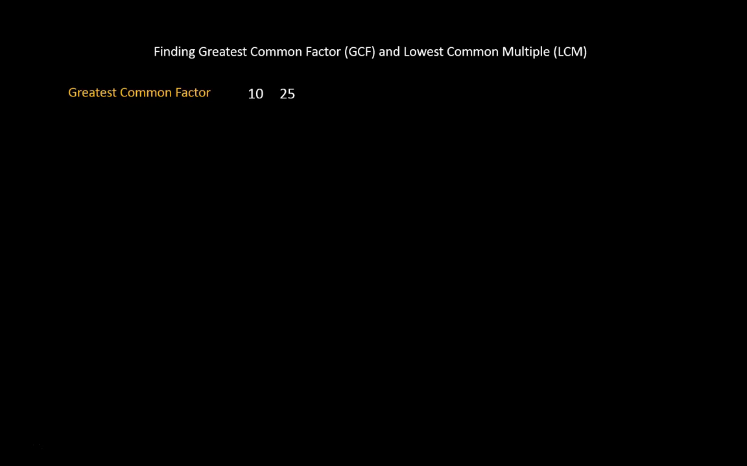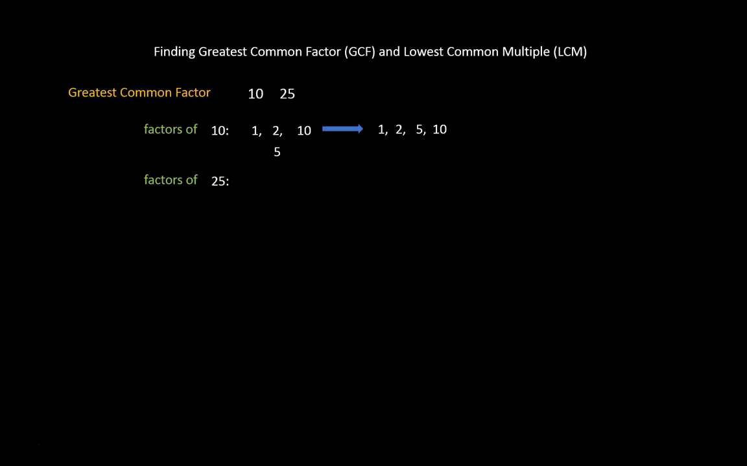We must first determine the factors of 10. 1 is always a factor of any number. The next factor is 2, since it divides evenly into 10 to give 5. So 2 and 5 are factors of 10. There is no other number that divides evenly into 10 except 10 itself, so 10 is the final factor. Let's write them out in order like this.